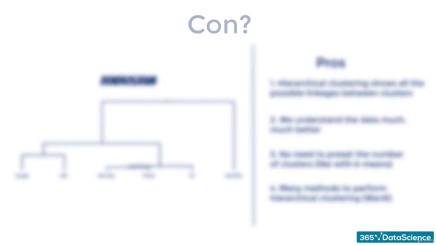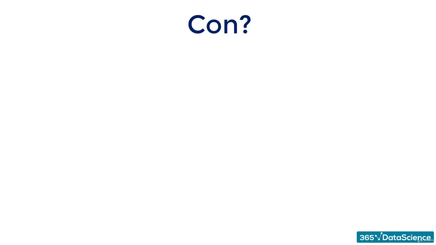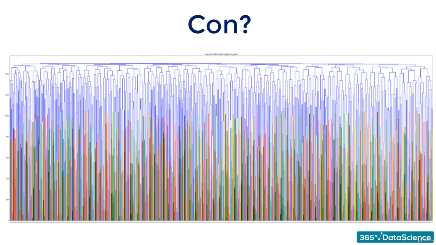How about a con? The biggest con, which is also one of the reasons why hierarchical clustering is far from amazing, is scalability. I will just show you a single dendrogram of 1,000 observations, and you will know what I mean. 1,000 observations, and the dendrogram is extremely hard to be examined. You know what else? It is extremely computationally expensive. The more observations there are, the slower it gets, while k-means hardly has this issue.